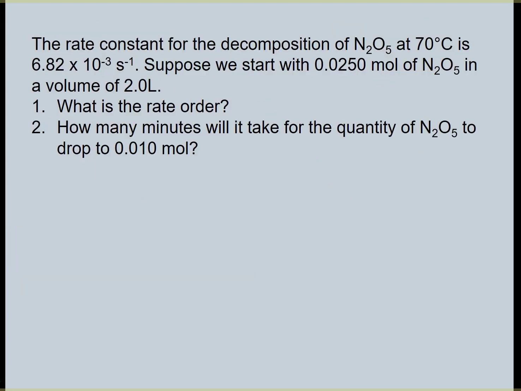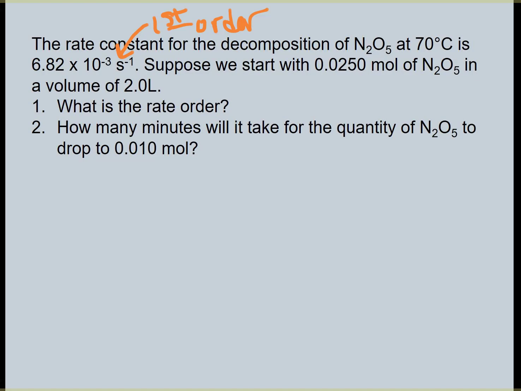Let's do another problem. It says the rate law constant for the decomposition of N2O5 is 6.82 times 10 to the minus 3 seconds to negative 1. So I know just from that, this is a first order. It says suppose we start with, so there's my initial concentration. And it says we have a volume of 2 liters. So we actually have to figure out the concentration because they don't give us the molarity.